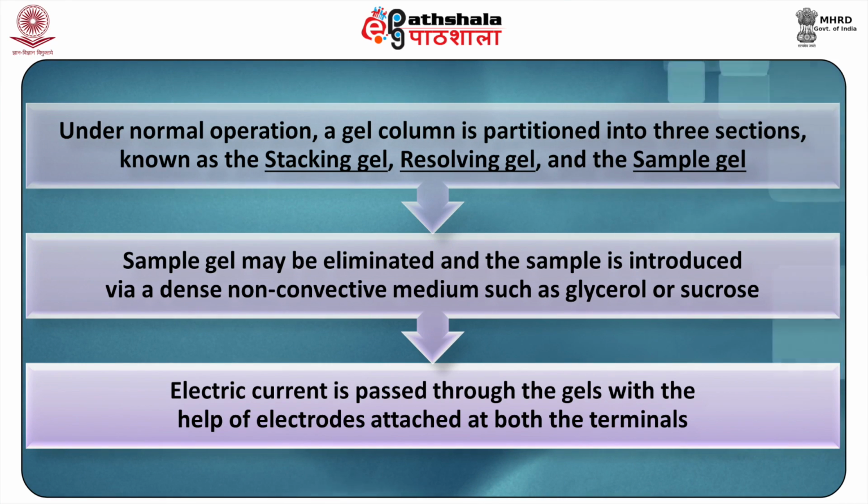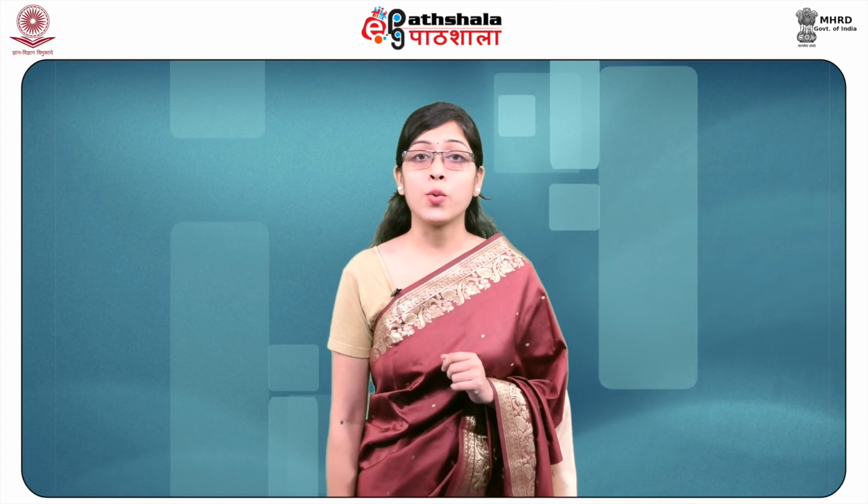The proteins are separated based on their charges, which may be either negative or positive depending upon the pH of the buffer. Under normal operation, a gel column is partitioned into three sections known as stacking gel, resolving gel and the sample gel. The sample gel may be eliminated and the sample is introduced via a dense non-convective medium such as glycerol or sucrose. Electric current is passed through the gel with the help of electrodes, that is anode and cathode, attached at both the ends of the terminal.